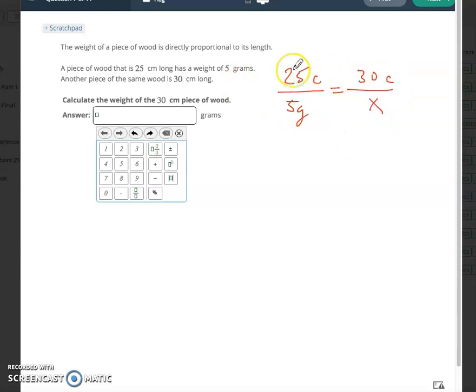We solved these already in class. We can cross multiply. 25 times x is 25x. 5 times 30 is going to be 6. No, I'm sorry, it's going to be 150. So divide both sides by 25, and I have x is equal to 6. That would make sense too. If something's 25 centimeters and it weighs 5 grams, it makes sense that something that's 30 centimeters is 6 grams. So the answer here is 6.